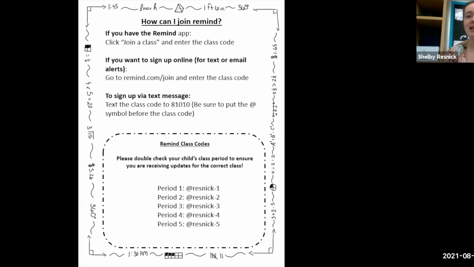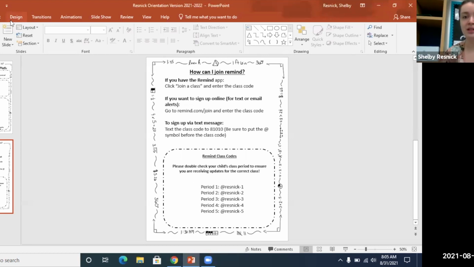Remind allows me to send out text messages, or you can get it in the app, where I send announcements about homework, tutoring, assessments, and things like that. It also allows both of us to communicate individually about your child, and it does keep phone numbers hidden, if privacy is a concern of yours.